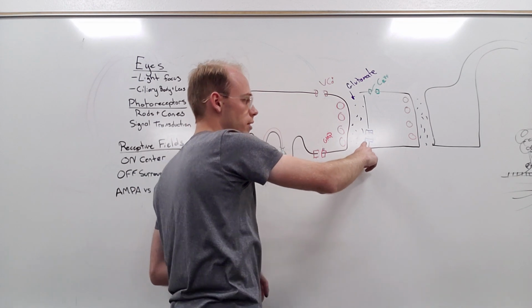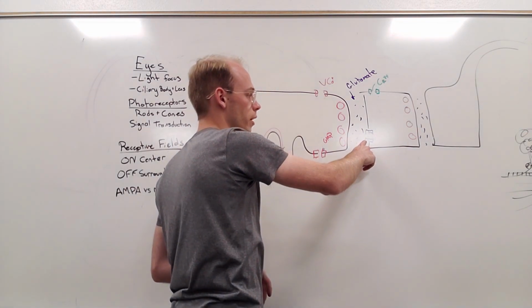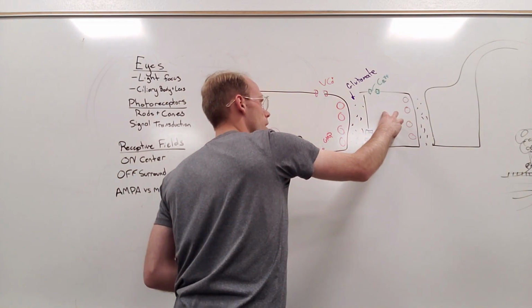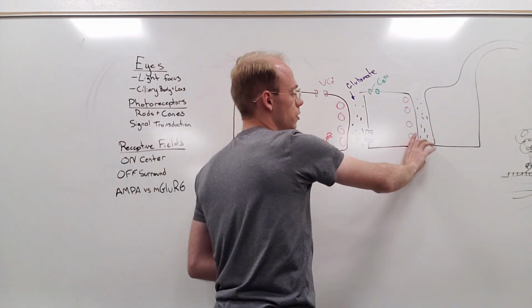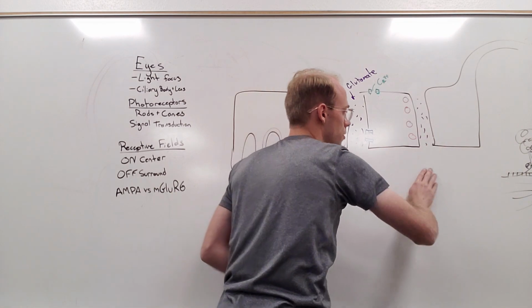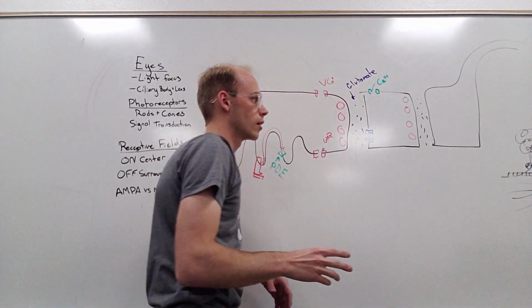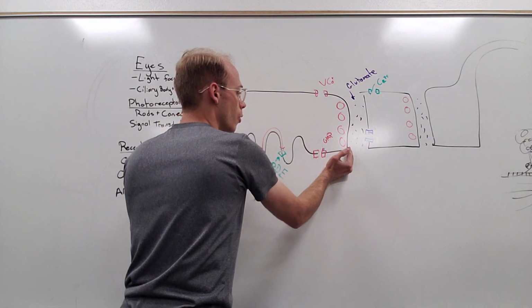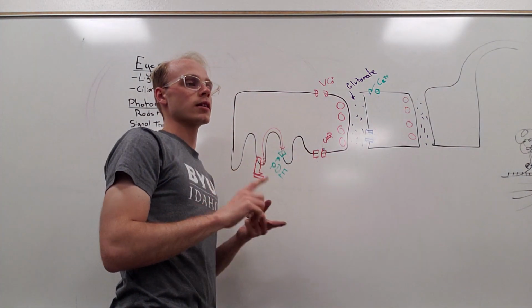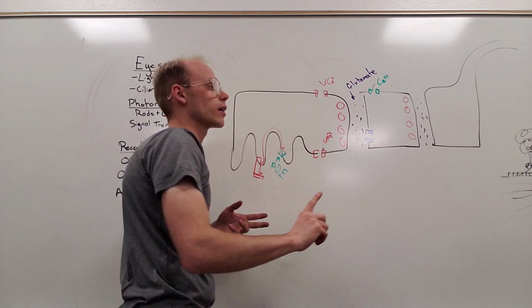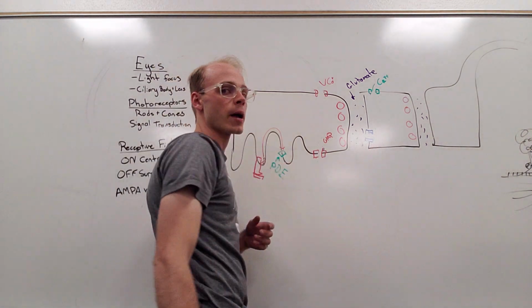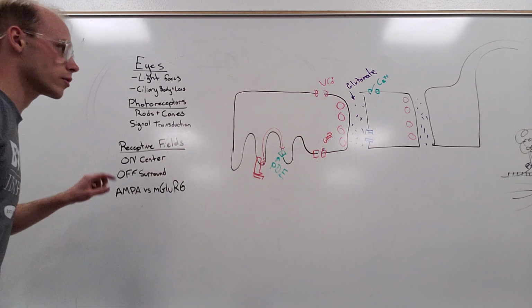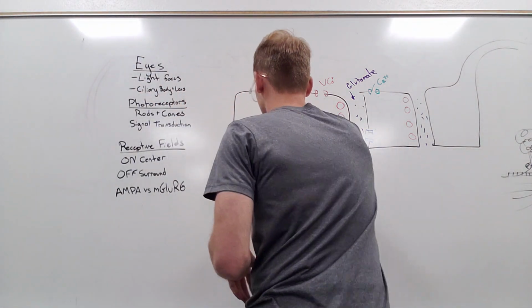When glutamate binds to this ionotropic receptor, it allows cations to flow in and depolarizes this cell. This causes the release of the glutamate, which tells the brain, hey, I'm seeing light. So all photoreceptors will do this. What determines whether or not the brain says I'm seeing light or I'm not seeing light is what kind of receptor is on the bipolar cell. And so this is where on-center and off-surround are really important.